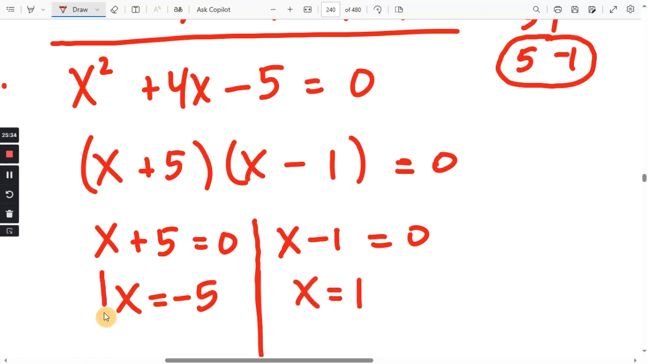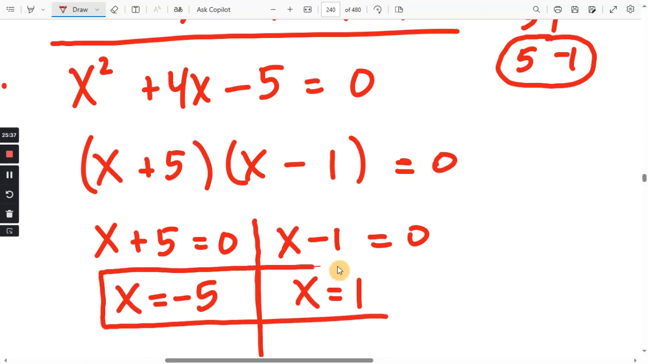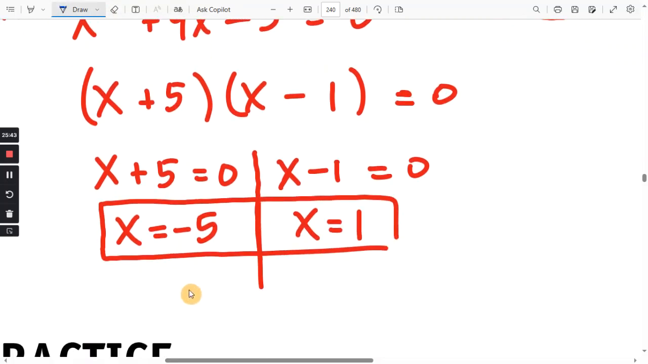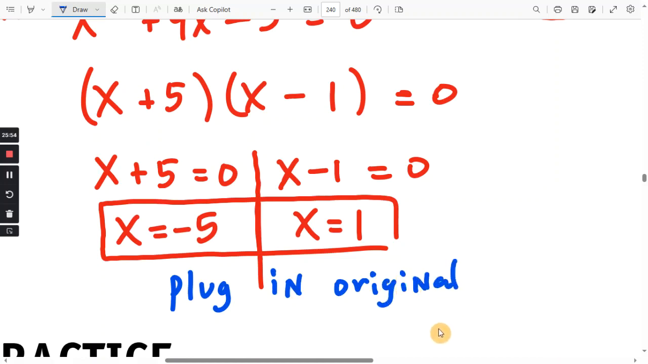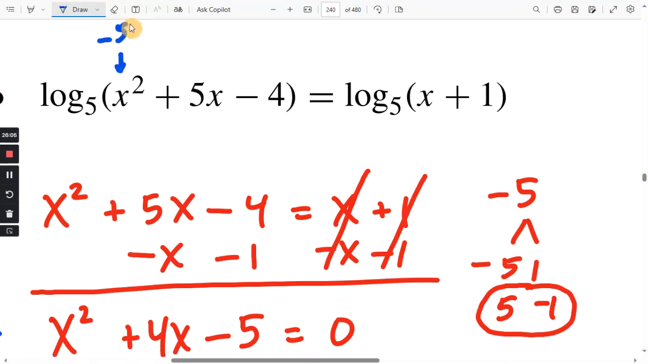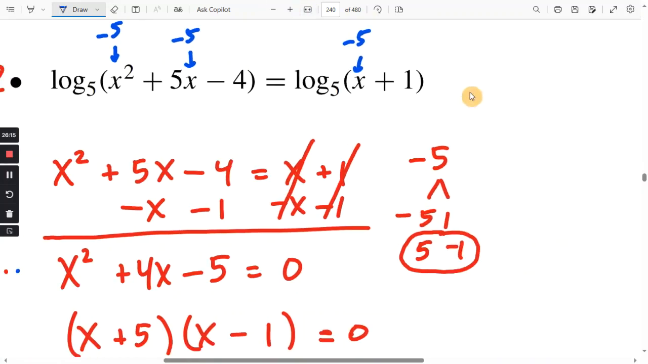And what do we have to do with these? We have to test them out. All right, test on the original. I used the word test last time. I'll say plug into the original. All right, so let's see if it works. Start with negative 5 on the original. We have to do all the x's here. Negative 5, negative 5, and negative 5 on all the x's. Let's see if we can make it work.